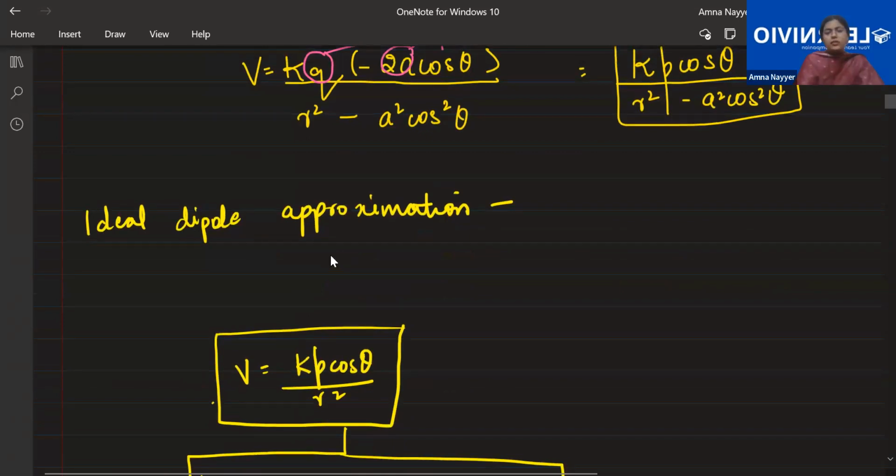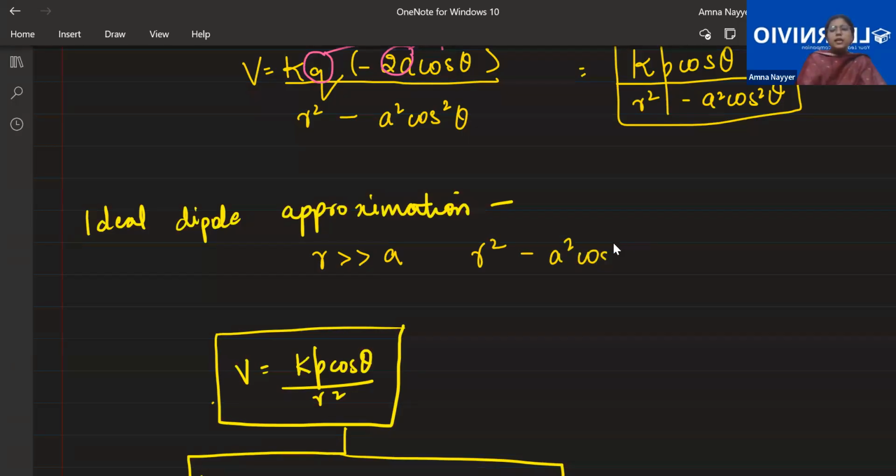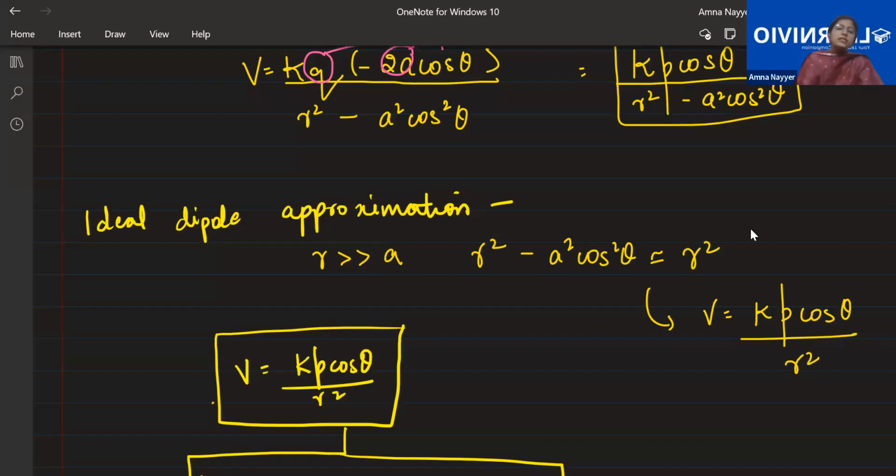Now for the ideal dipole approximation, we know that when the length of the dipole becomes very less and R becomes greater, because then the distance from the center of the dipole to the point of calculation becomes greater, here you can use R square minus A square cos square theta approximately equal to R square. So the formula will become V is equal to Kp cos theta by R square. So this is the potential due to a dipole on a general point. General point means for any angle you can calculate.